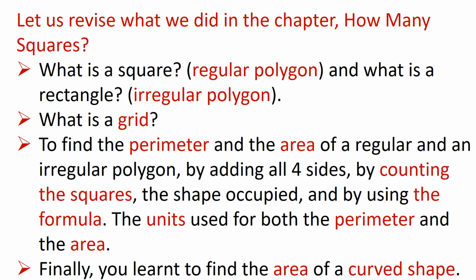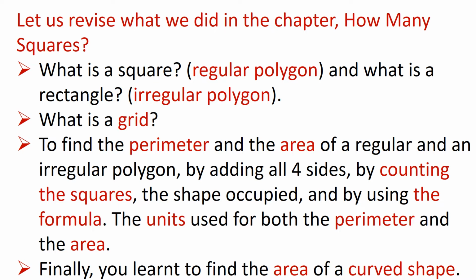A square is a four-sided polygon whose all four sides are equal. It is a regular polygon. A rectangle is also a four-sided polygon with opposite sides equal. It is an irregular polygon. What is a grid? A grid is uniformly spaced horizontal and vertical lines.